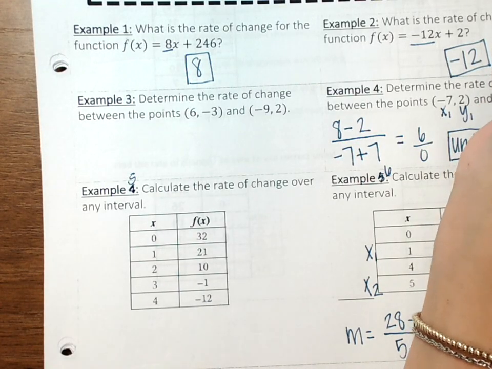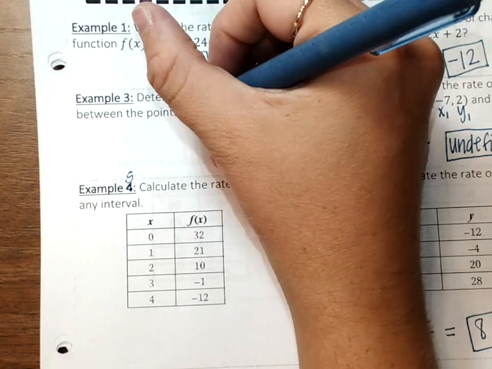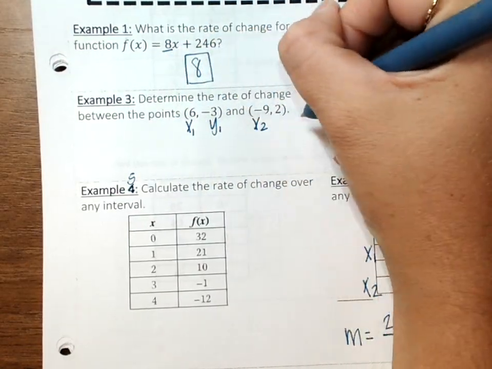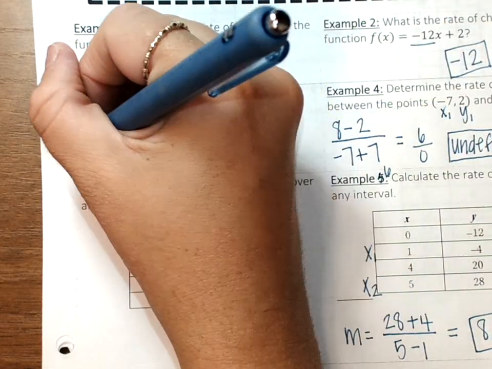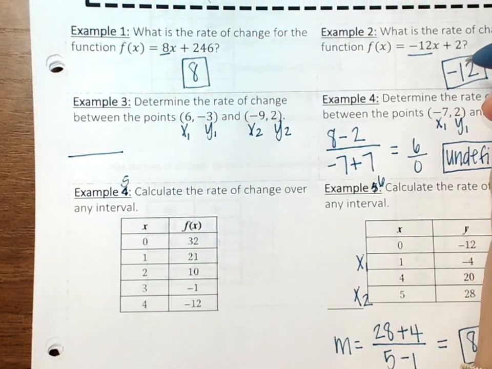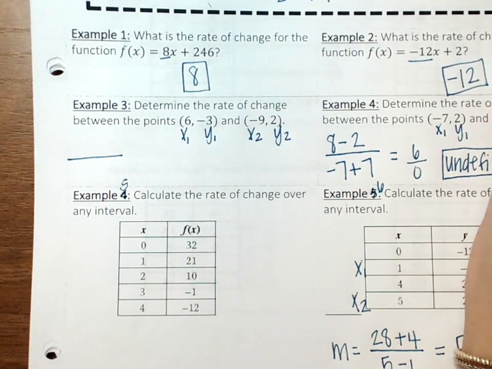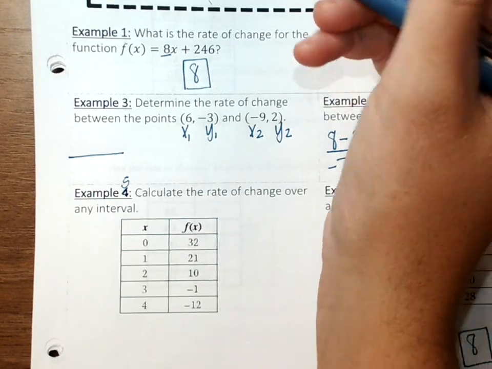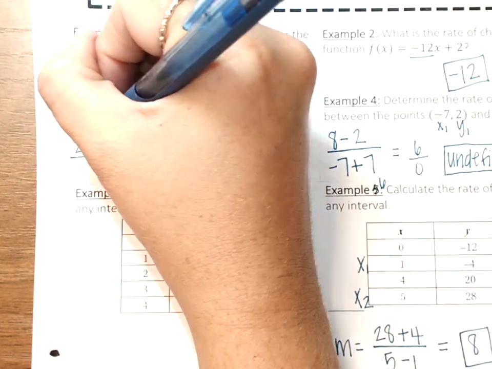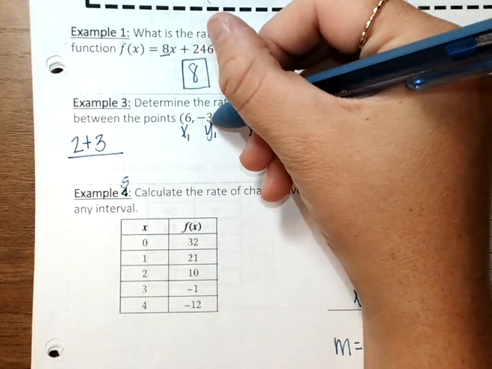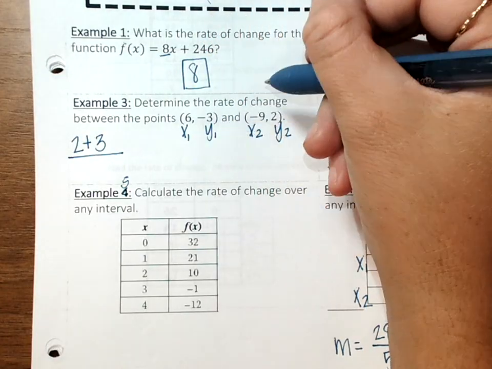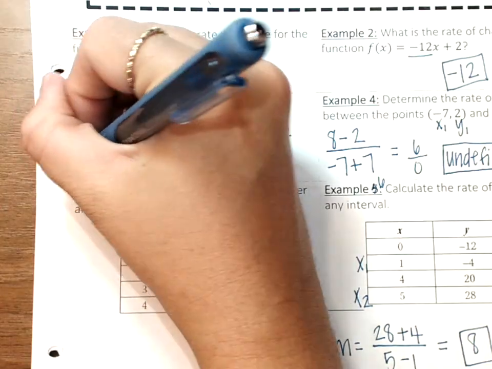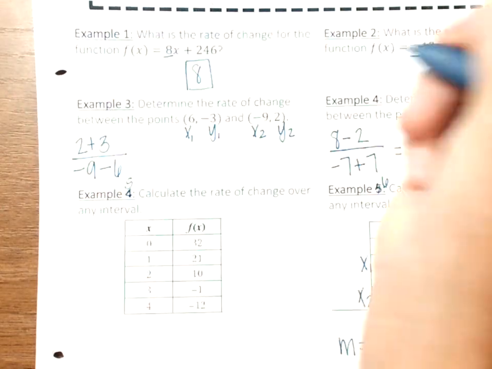Okay. Number 3, you should have labeled if you wanted to kind of make it a little bit easier for yourself. Blakely, can you tell me how you set up your fraction? What'd you put on the top? 2 plus 3. Again, that's the same thing as 2 minus the negative 3. If that doesn't make any sense to you, please ask questions about it. And then, what'd you put on the bottom, Blakely? Negative 9 minus 6, okay?